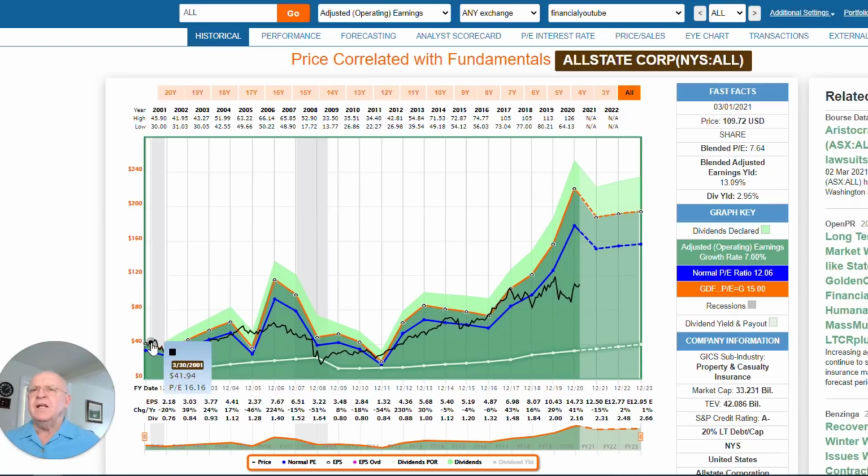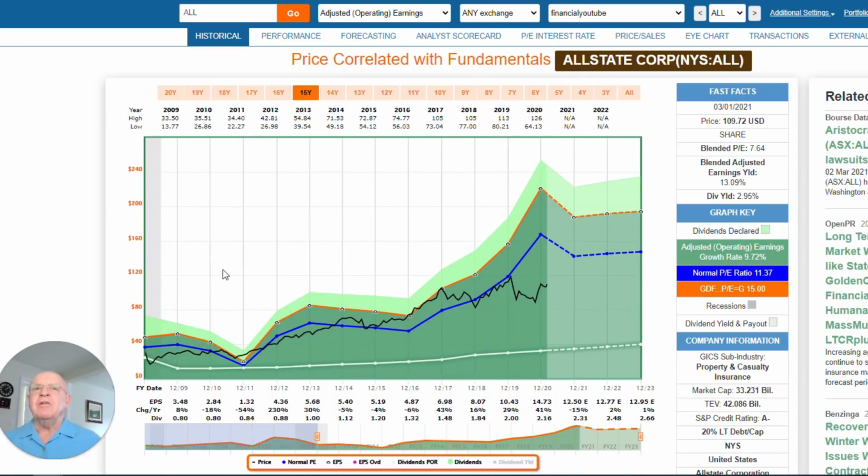I'm looking at this and I'm learning from the past. I'm using a back-tested mentality here. How has the market actually treated this stock historically? That's very important, I think, for me to know. Now, I'll shorten the time frame again to get just coming out of the Great Recession.